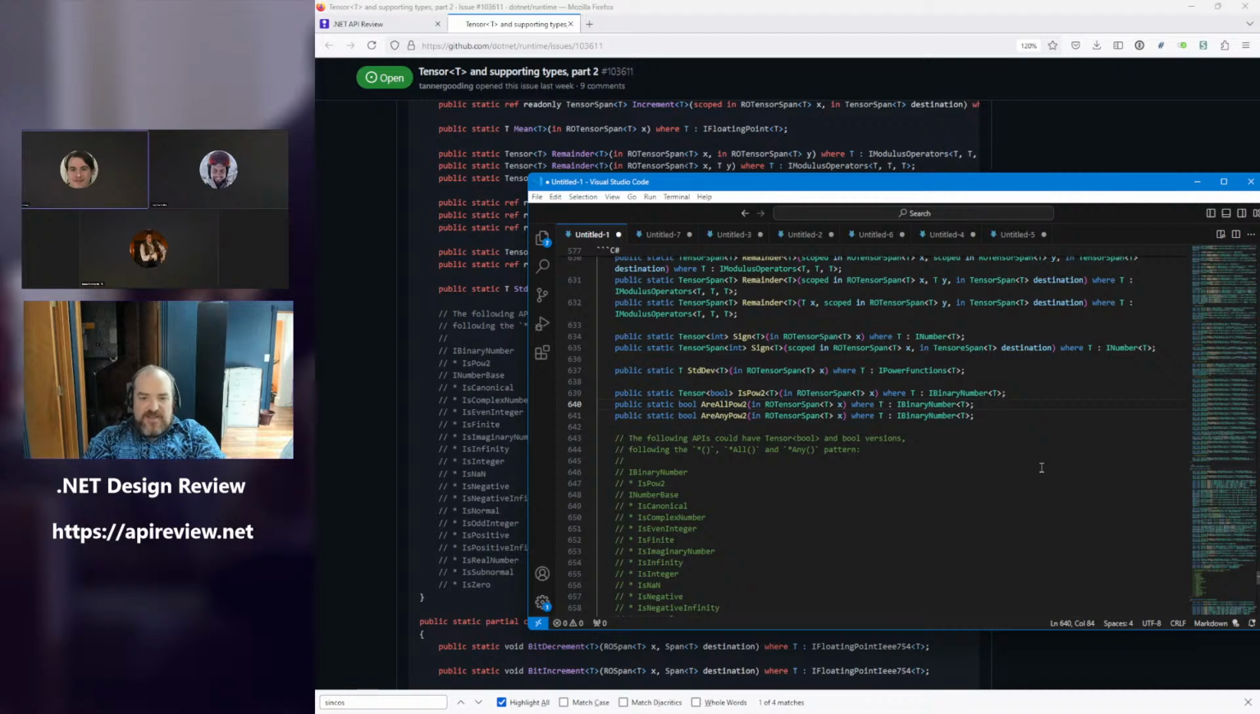What if we just called it all POW2 and any POW2? Do we need the R there? I think using normal English rules and normal BCL rules, we can drop the R's. It is weird, though.